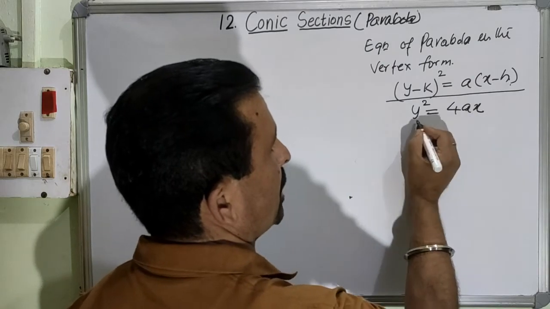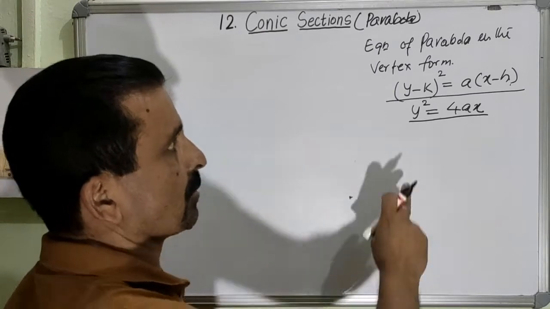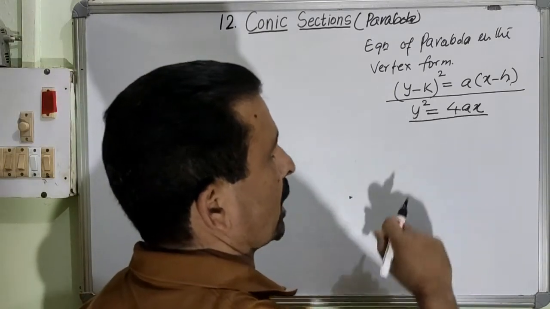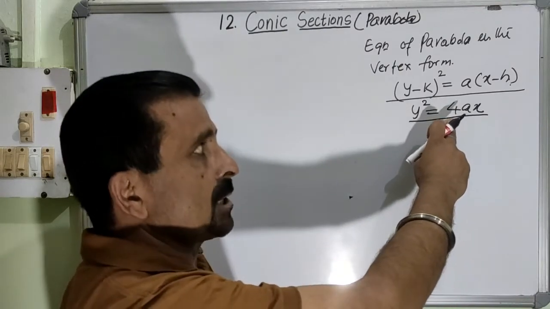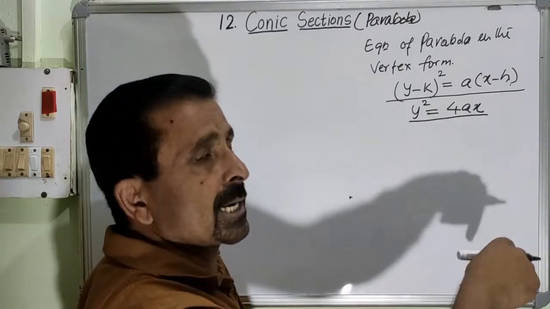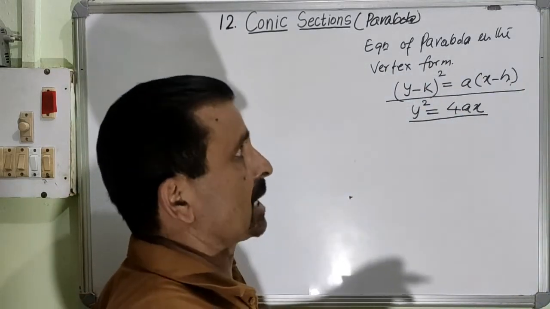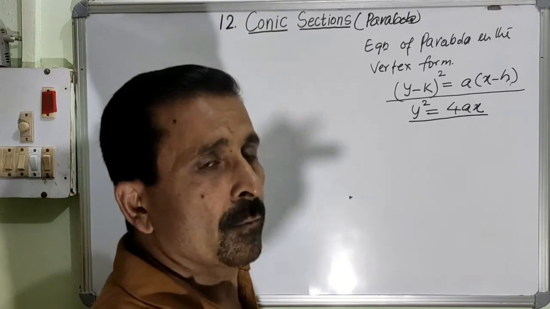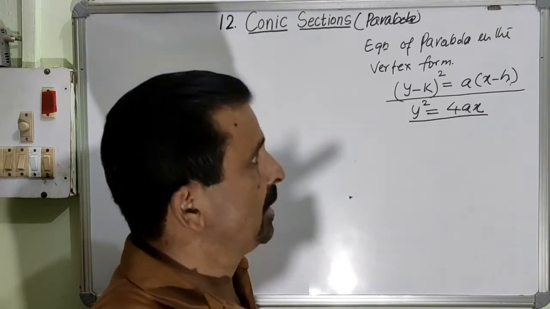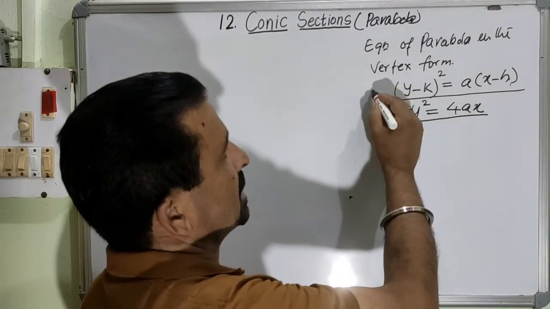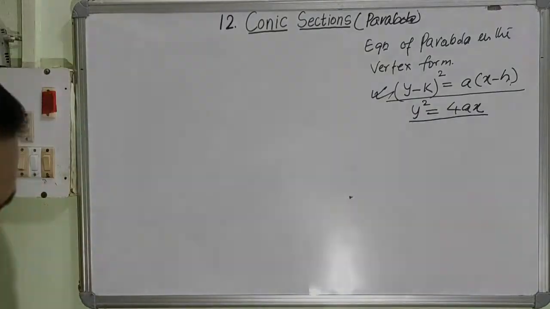For the right-hand parabola, the equation we got was y square is equal to 4ax. This is the equation of the right-hand parabola when the vertex is at the origin. But the upper equation describes the right-hand parabola when the vertex is not at the origin. Is it very clear? So we are now going to see this type 2 question, right? In the first video, we saw the question based on the second equation.